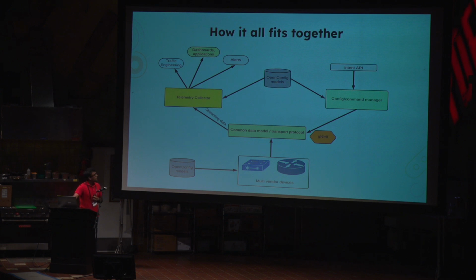So to conclude, I just want to highlight how all of it fits together, including configuration as well as telemetry. On the left, you have your telemetry collectors, and then over here you have your multi-vendor devices. All of them are exposing the same data models. These are being consumed by your collectors and being transformed and then being used by your traffic engineering systems or dashboards and alerting systems. They are also being used to program the devices using some kind of an intent API using gNMI. So you have one single model that basically does all of the things.